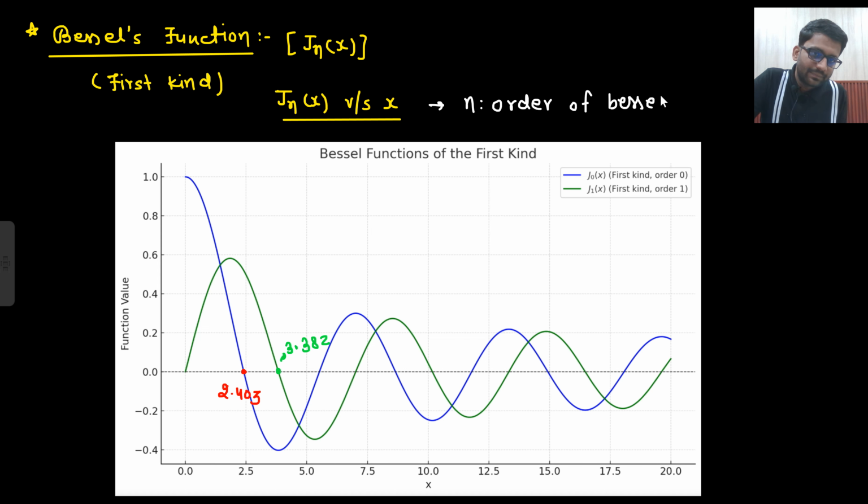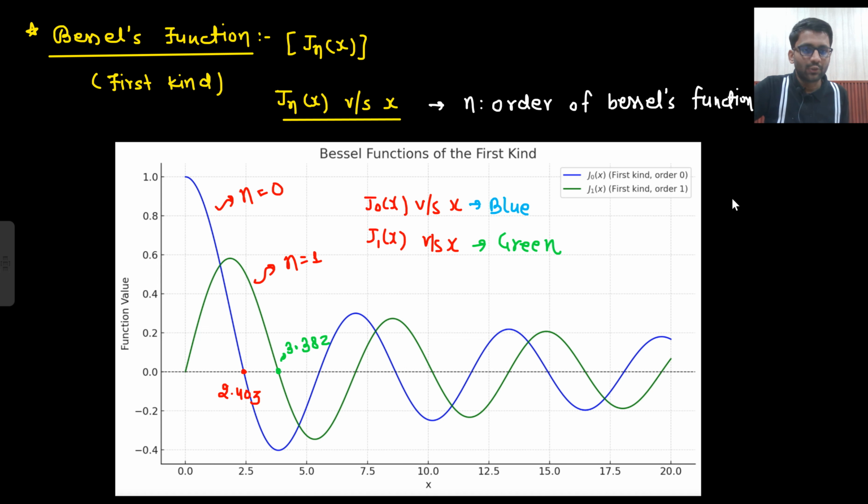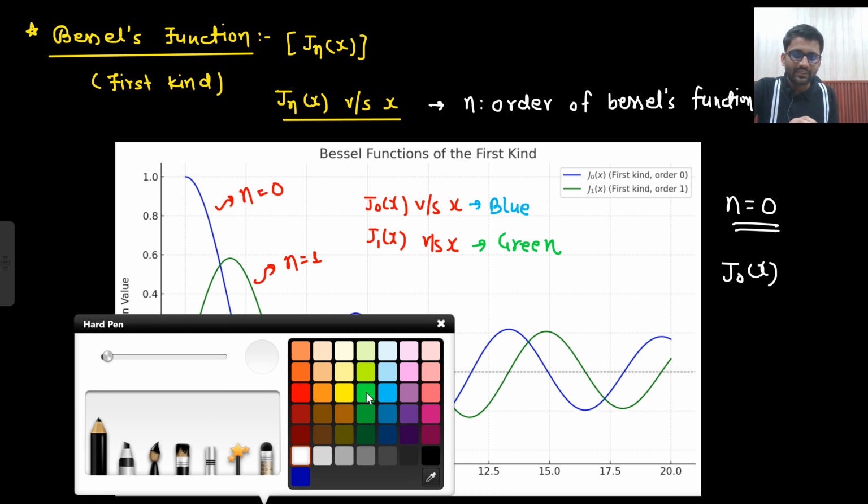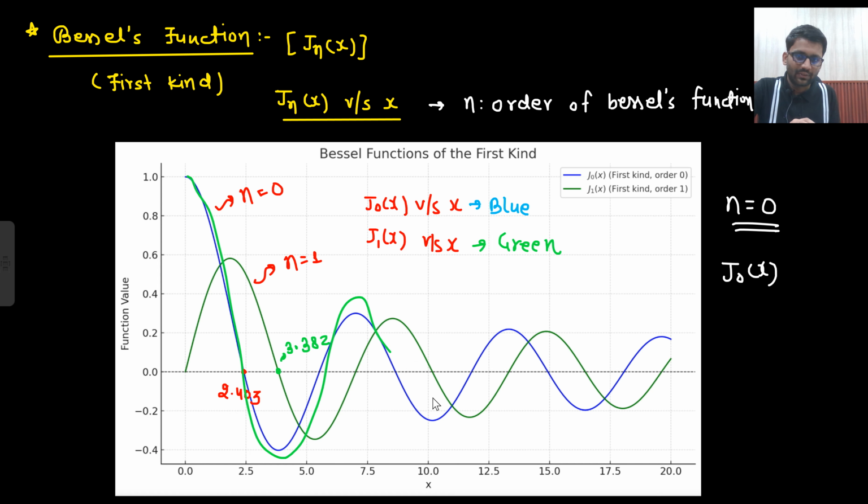So J0(x) versus x is denoted by blue, and J1(x) versus x is denoted by green. Now what you need to study from this graph? The only thing required for you is zeros. So when are you getting Jn(x) equals 0? For n equals 0, we are only looking at the J0(x) graph.